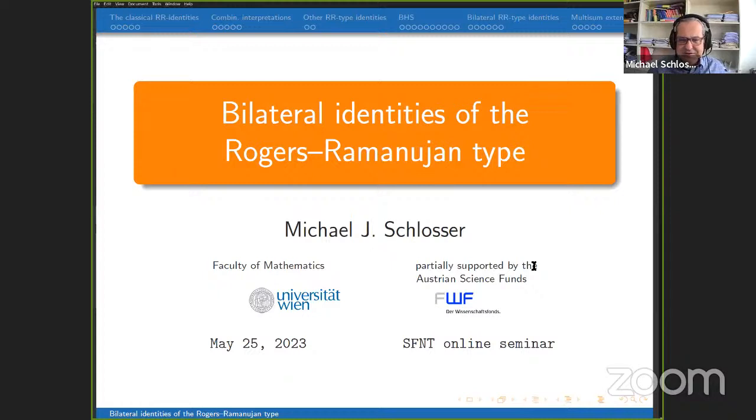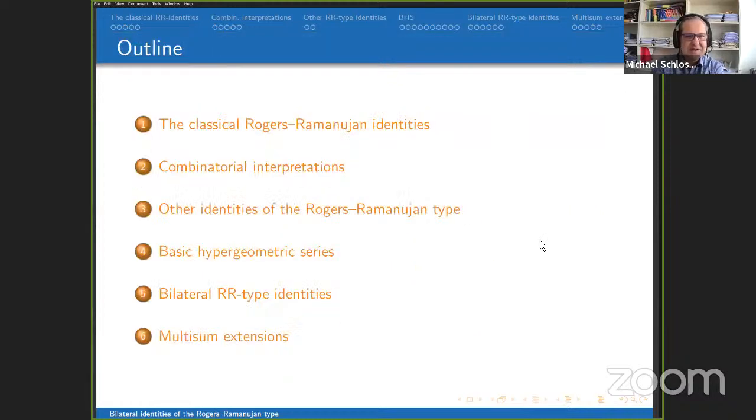Okay, I need to turn pages here. Okay. So here's the outline of my talk. This is a gentle introduction to the Rogers-Ramanujan identities as well. I will explain what these identities are, the classical ones. They come in a pair of identities. I will connect them to combinatorics, to partition theory, to show their significance in some way, to indicate their significance to other areas as well, but at least on the combinatorial side, I can tell something. Then I will show you some other identities of similar type, of the Rogers-Ramanujan type.